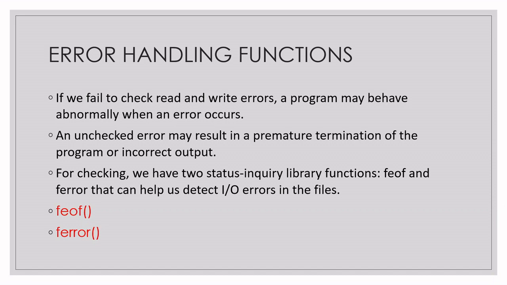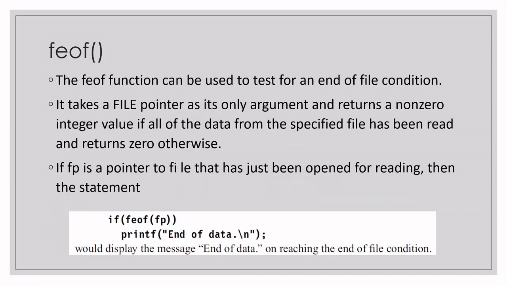So, to check the status, whether it is working fine or if there is an error, we have two functions, feof and ferror. They are the two status inquiry library functions. They help us to detect the input-output errors in the files. First function is feof. It is used to test for the end of file condition. EOF stands for end of file, so the feof function is used for testing if the end of the file has been reached.